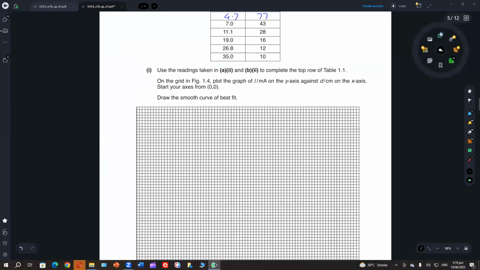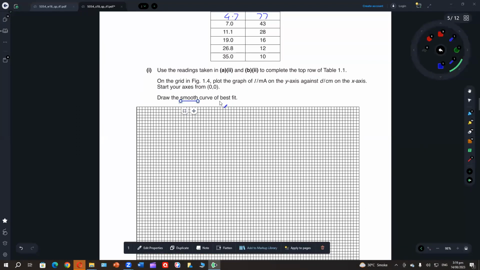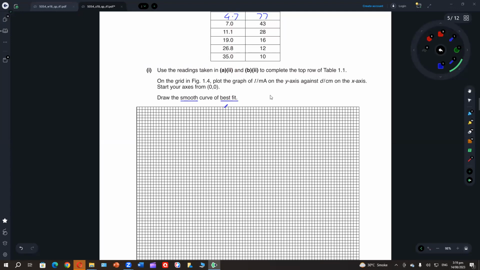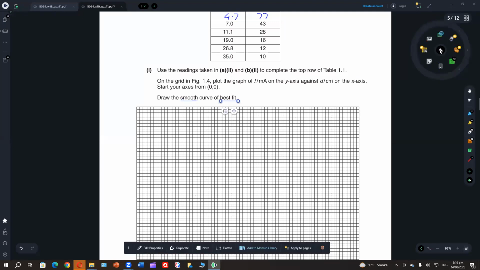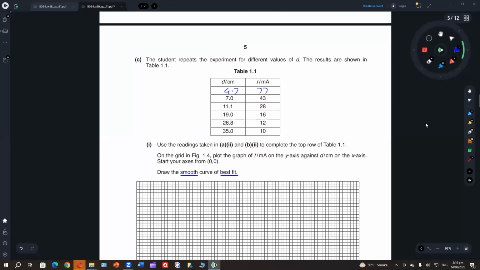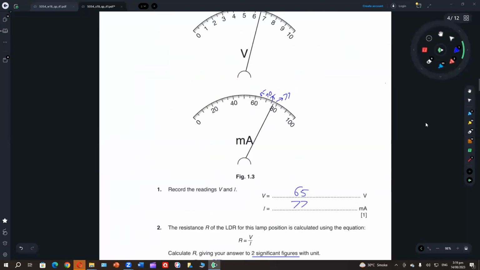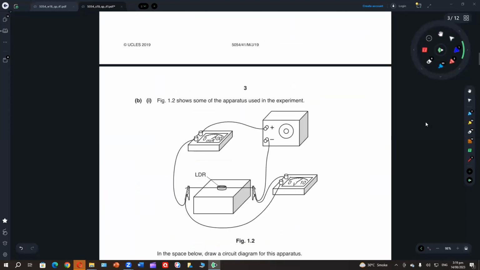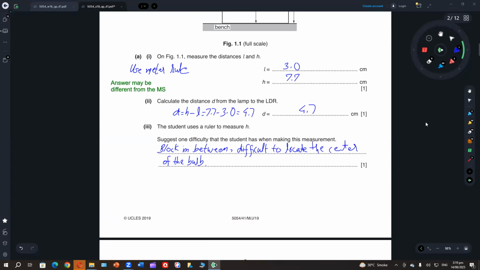Where did you get 4.7 from? 4.7, yeah, on the above table. Let me check again. I have written 4.7 D. It's coming from here. Look at the value of D.